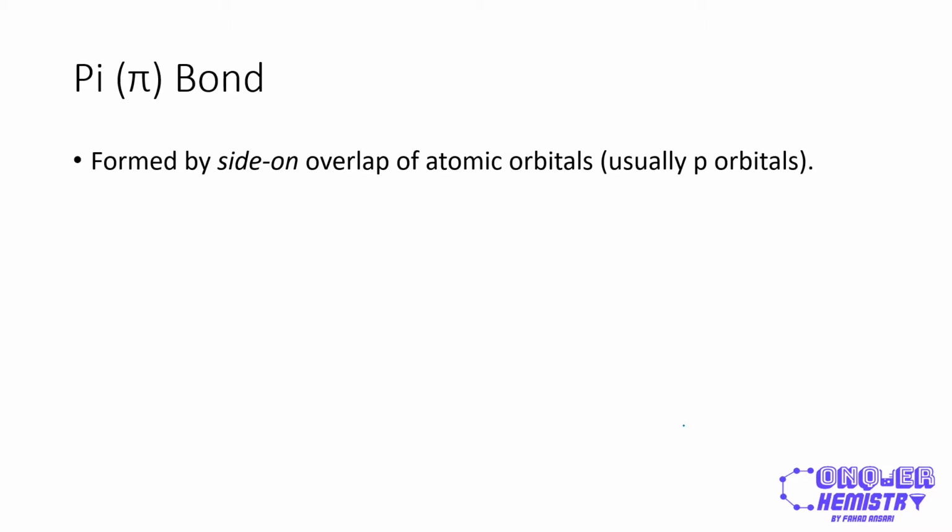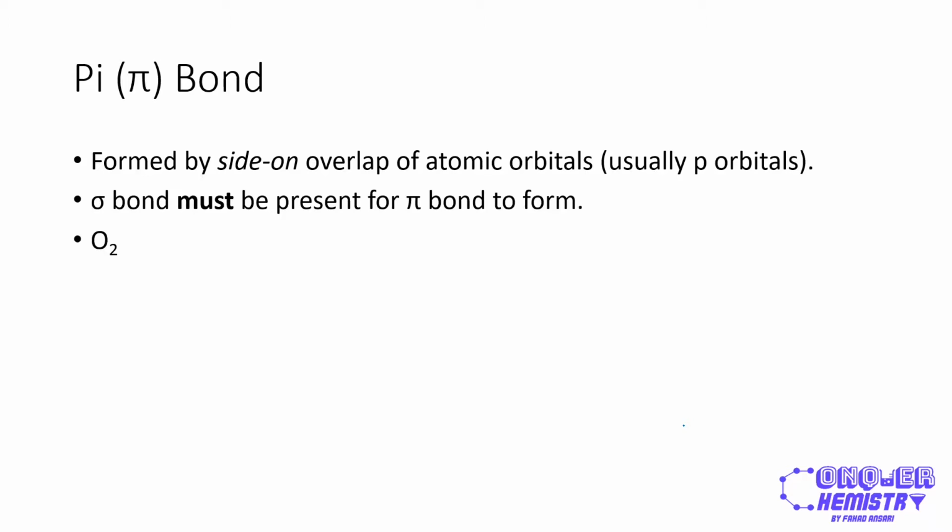So the next kind of covalent bond is the pi bond, and it is formed by the side-on overlap of atomic orbitals, and these are usually p orbitals, right? So we won't be discussing s orbitals in pi bonding. And for a pi bond to exist, there must be a sigma bond between the two atoms already, right? So I'll explain this using a couple of examples.